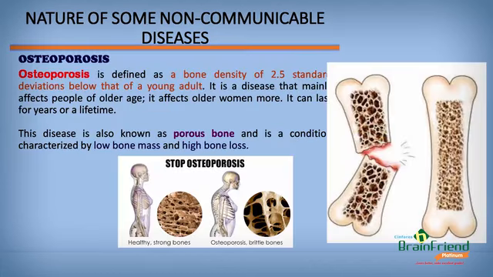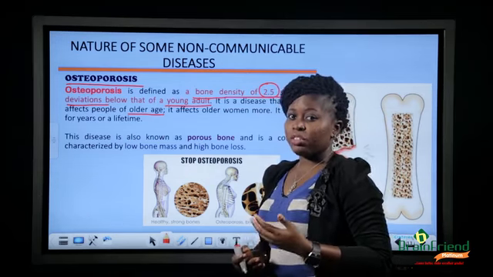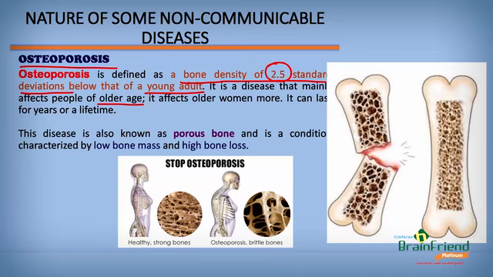The next NCD we are going to be talking about in this lesson is osteoporosis. Now, this is defined as a bone density of 2.5 standard deviations below that of a young adult. Osteoporosis is a disease that mainly affects people of older age. So as people grow older, their chances of developing osteoporosis become higher. It affects older women more. It can last for years or even a lifetime.